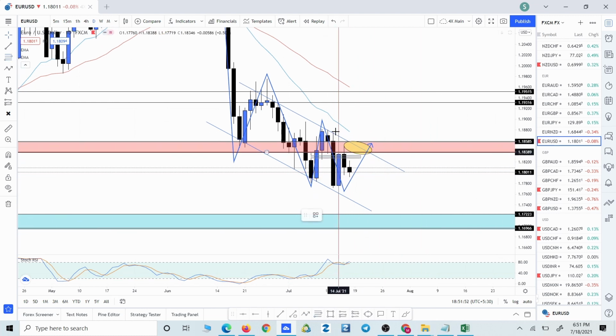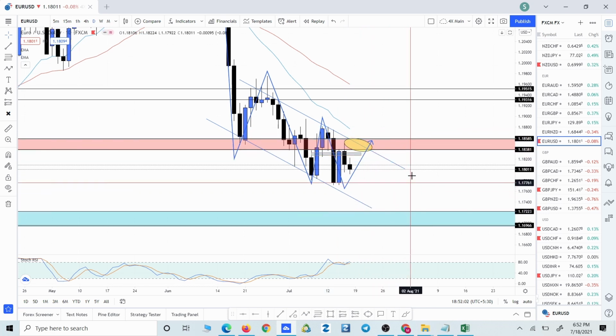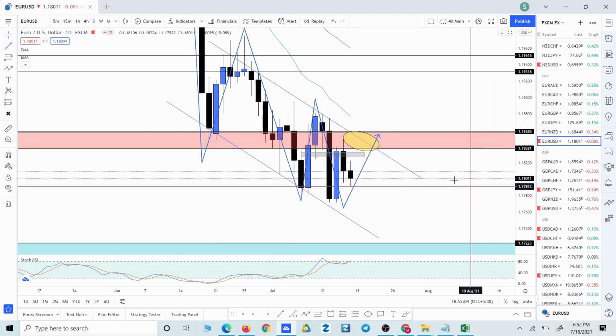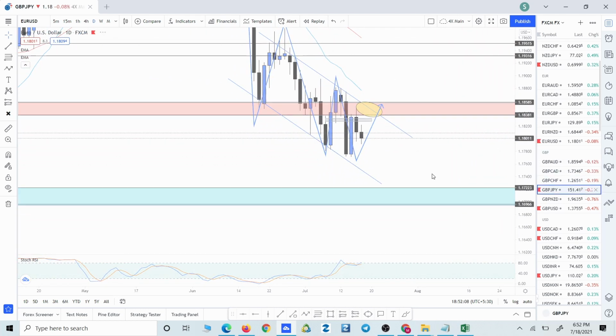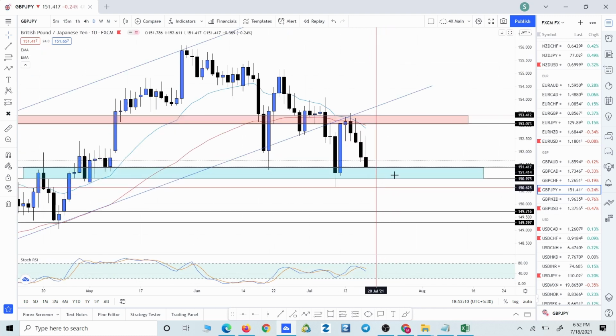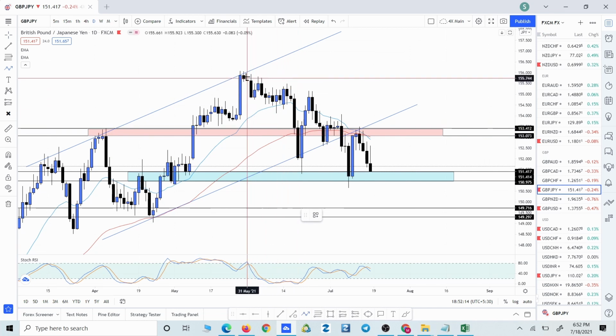Also, we can check the Fibonacci retracement from the swing high to the swing low. We see that it's a 61.8 to 78.6 Fibonacci retracement zone. So we have lots of confluences in this zone to go short. Next, we are going to talk about the GJ. Now, GJ is also in a continuous downtrend, guys.